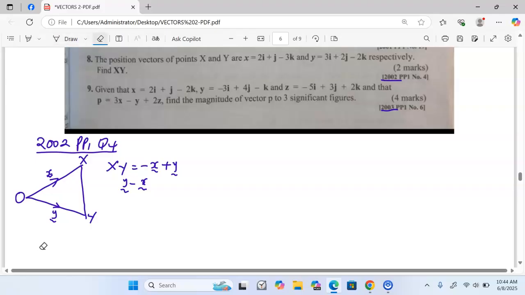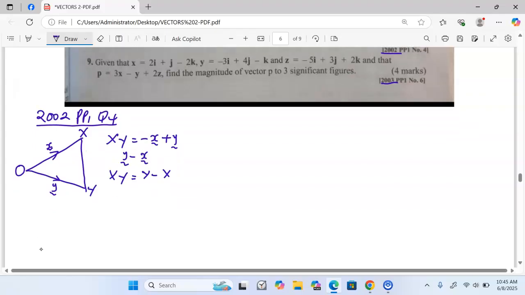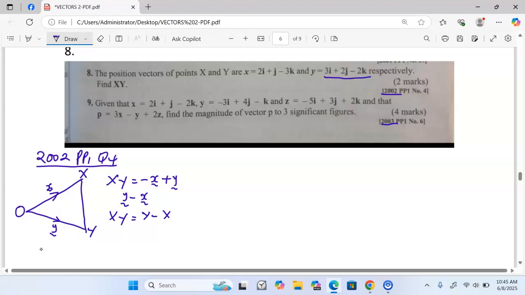And therefore, to get xy, it is the same as taking y minus x, and in this case y is 3i plus 2j minus 2k, and we minus x, which is 2i plus j minus 3k.